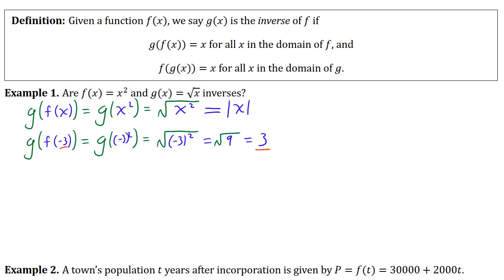So it turns out these are not exactly inverses. Because the absolute value of x is not always the same thing as x. Because if x is less than 0, if x is negative, the g of f of x will come out to be a positive number like 3, whereas x is a negative number like negative 3. So it doesn't quite work out. So yeah, they're not exactly inverses.